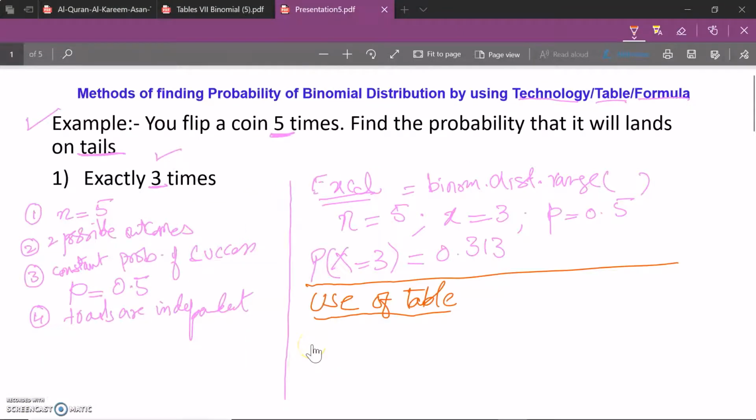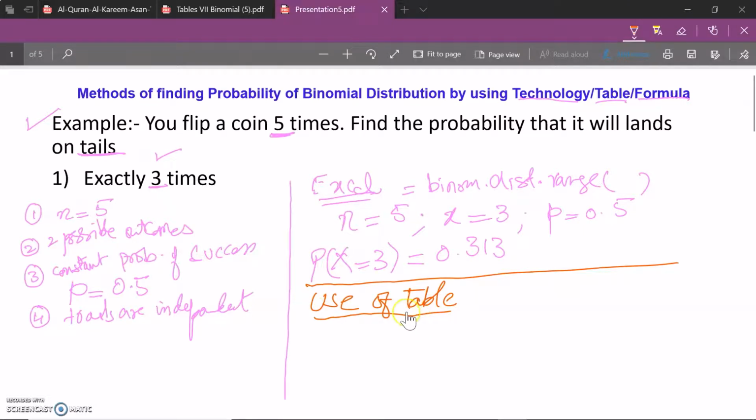So we are back to part number 1. Previously we used technology, which is Microsoft Excel, to compute the probability, but now I'm teaching you how to use the table. This is your second option, right? So we have a table which is called a binomial probability distribution table.